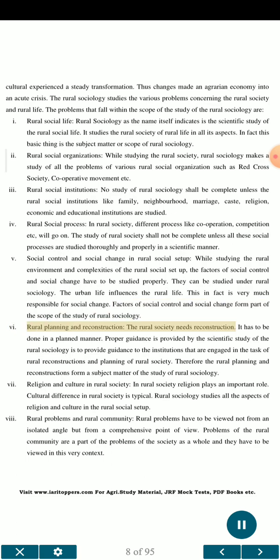6. Rural planning and reconstruction. The rural society needs reconstruction. It has to be done in a planned manner. Proper guidance is provided by the scientific study of rural sociology to the institutions that are engaged in the task of rural reconstruction and planning of rural society. Therefore, rural planning and reconstruction form a subject matter of the study of rural sociology.